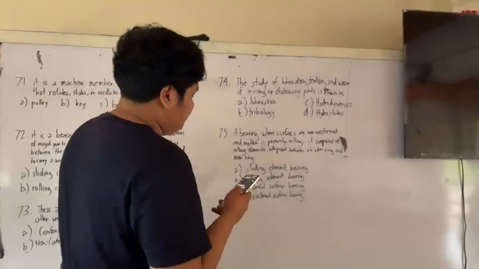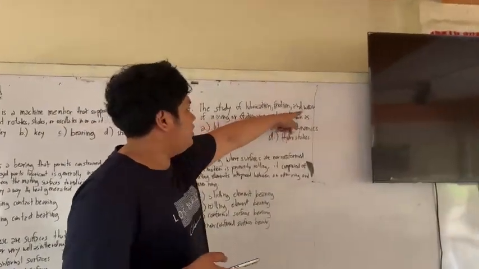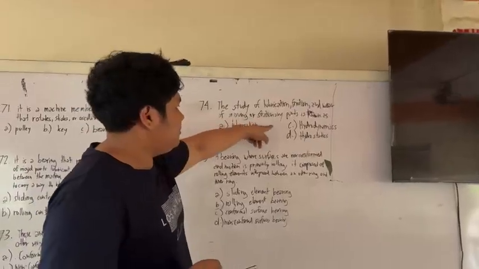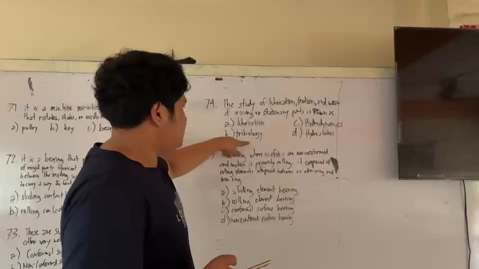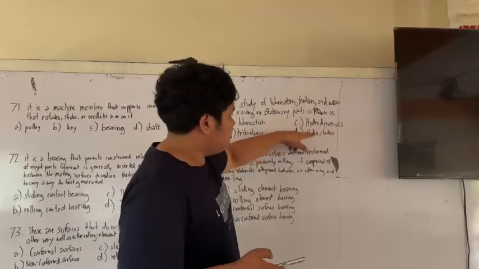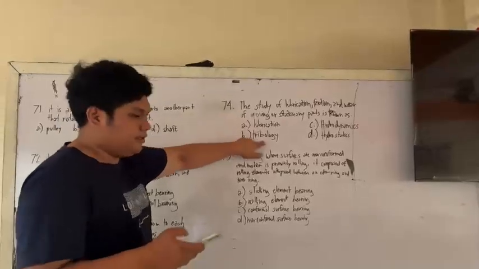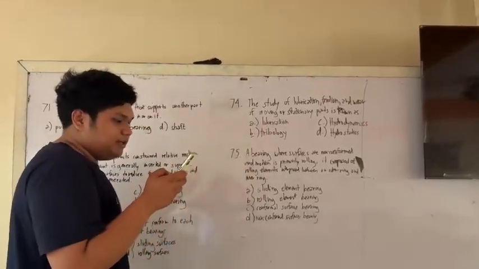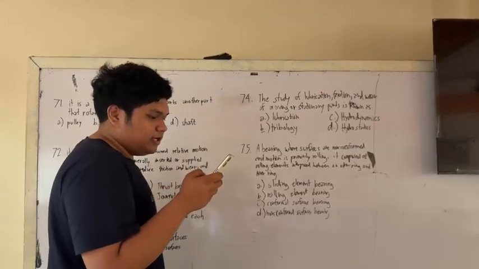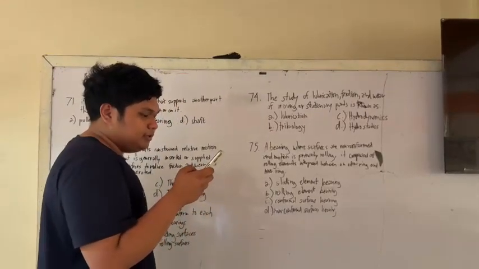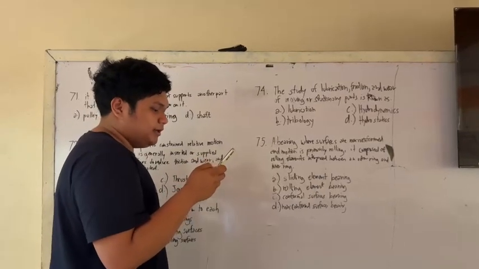So we have 74. The study of lubrication, friction, and wear of moving or stationary parts is known as A, lubrication, B, tribology, C, hydrodynamics, and D, hydrostatics. So the answer is B, tribology. The science and engineering of interacting surfaces in relative motion, it focuses on the study of friction, lubrication, and wear. Essentially, it's the study of how things rub together and how to keep them from breaking.